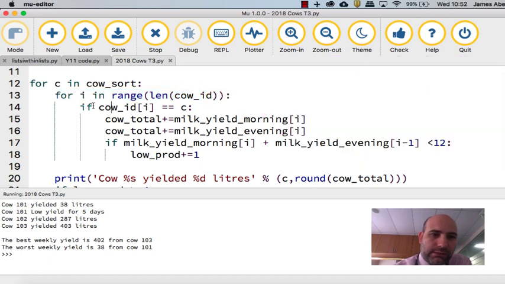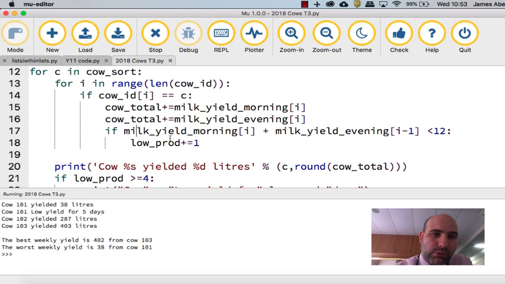Within this, you've got a cow ID equals C, fair enough, so it makes sure the loop, similar to task 2. And then you have cow total plus milk yield morning and milk yield evening. So that adds up the two cows. And if the milk yield for the morning and the milk yield for evening is less than 12, it adds one to low productivity. So you can see that straight away.